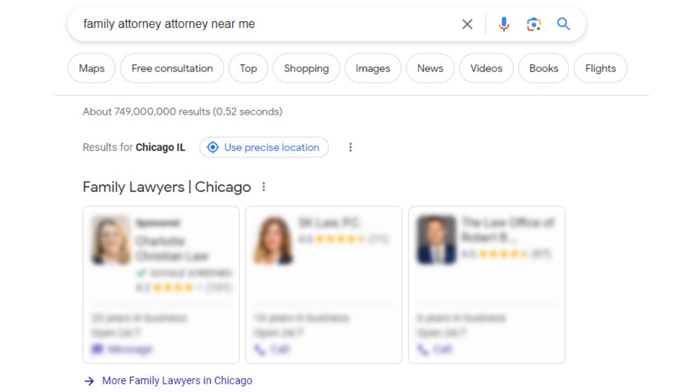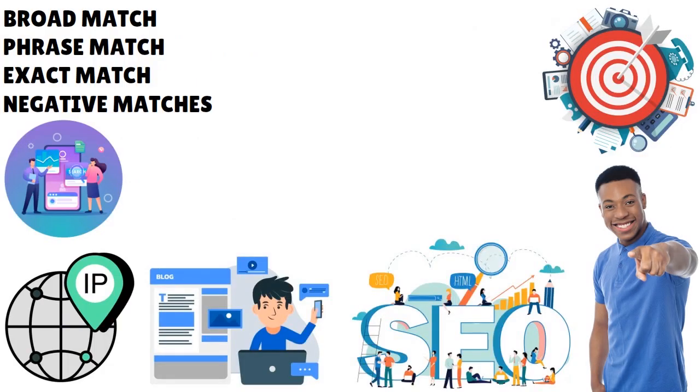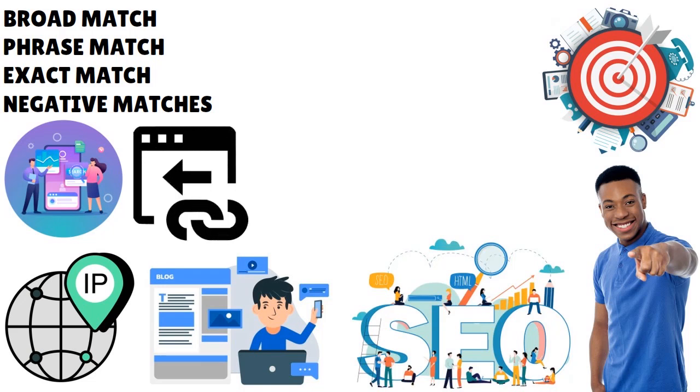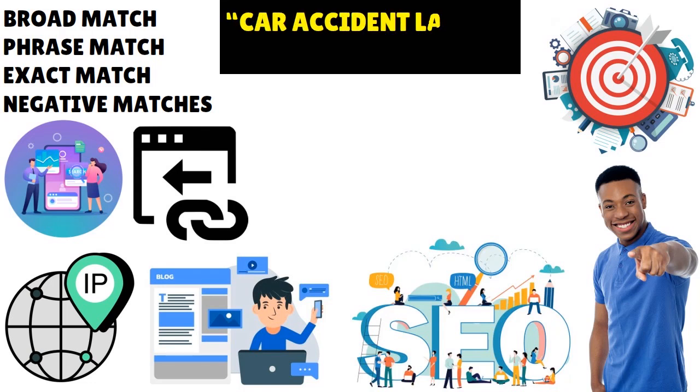So dynamic keyword insertion, which is called DKI, is a feature in Google Ads that allows advertisers such as you and me to automatically insert the keyword that triggered their ad into the ad copy. You can insert keywords into headlines, descriptions, and display URLs. So let's say your target keyword is car accident lawyer in New York.